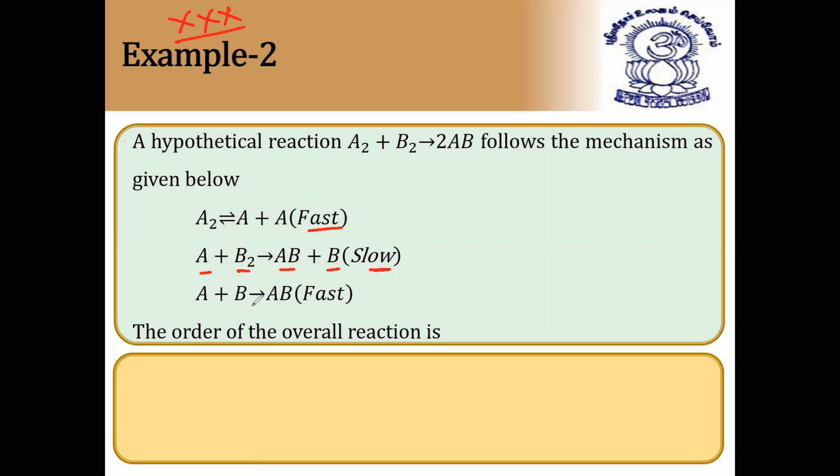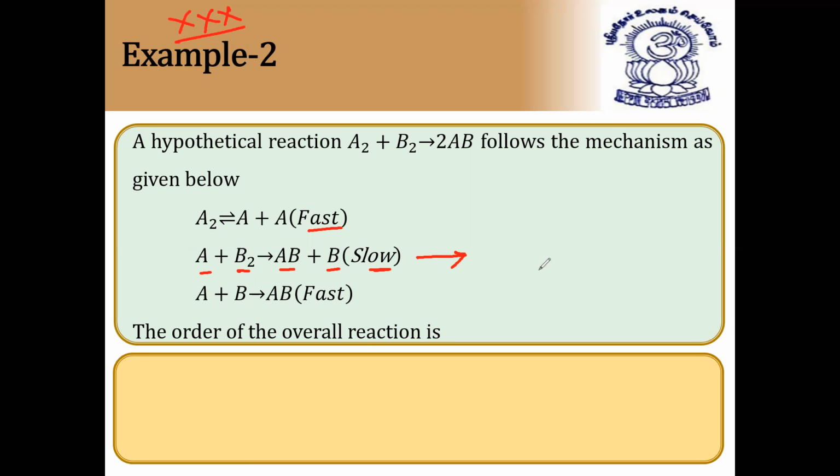Now A plus B gives us AB, that is fast. So the order of the overall reaction: overall reaction means we have to consider only the slowest step. In the slowest step, the number of molecules involved, the molecularity of the slowest step, is nothing but the order of reaction. So the molecularity here means 1 mole of A and 1 mole of B2, so A plus B2.